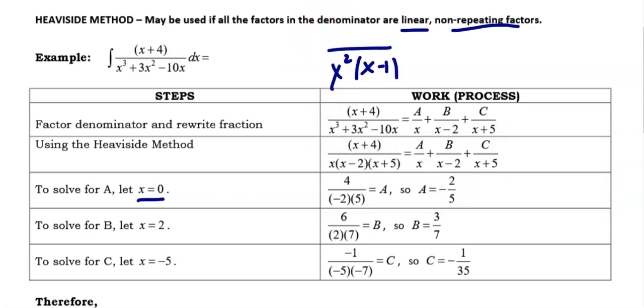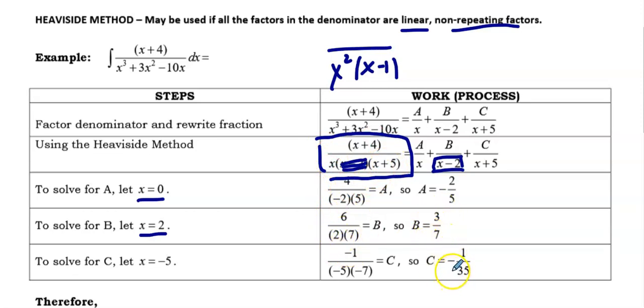And then if we want to find B, let's look at what's underneath B. What would make this undefined would be x equals 2. So we're going to let x equal 2. Again, ladies and gentlemen, we're just going to look over here on the left-hand side. We're going to eliminate the term that makes this undefined, and then we're going to plug in 2 everywhere. So 2 plus 4 is 6. This is 2. 2 plus 5 is 7. And then we evaluate that and we get 3 over 7.